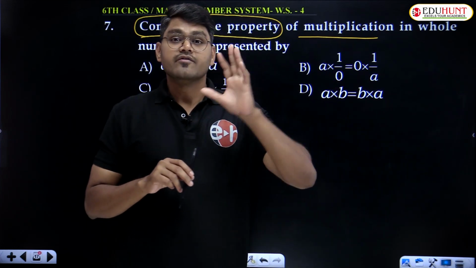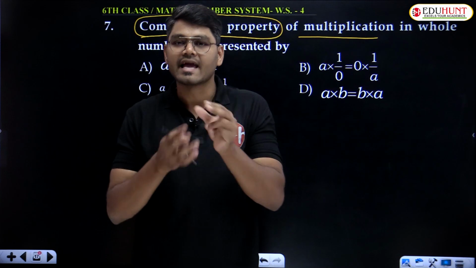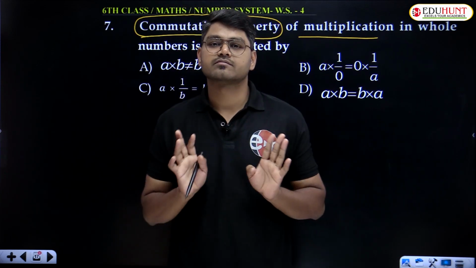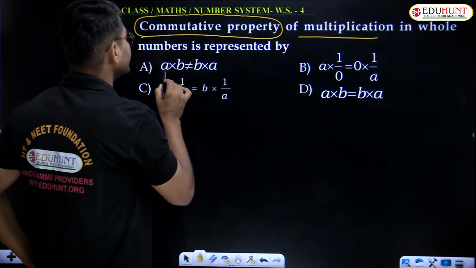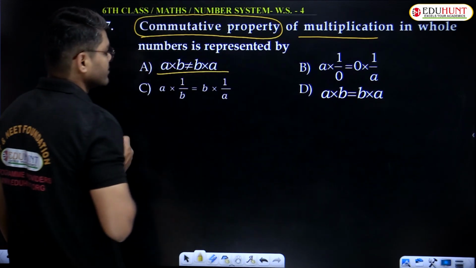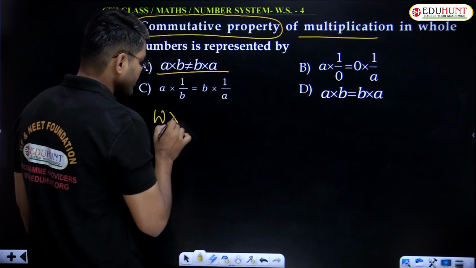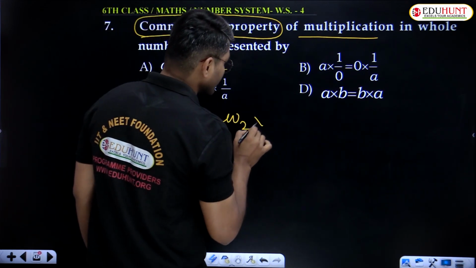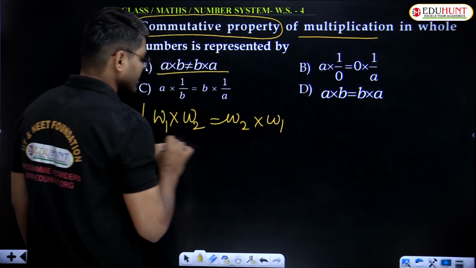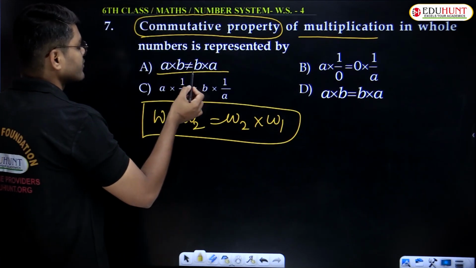Here, multiplication. When it comes to addition, if we add two whole numbers in any order, the result must be the same. That is the commutative property. Now check the commutative property. A into B is not equal to B into A. Previously we have discussed how whole number into whole number is equal to whole number into whole number. This property, okay, please remember this one. A into B is not equal to B into A.